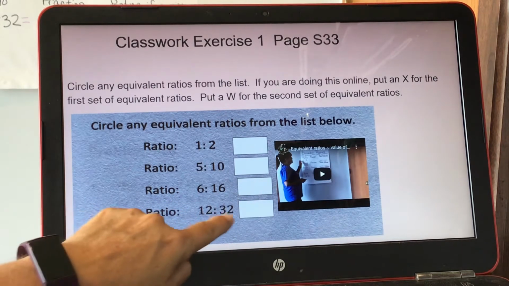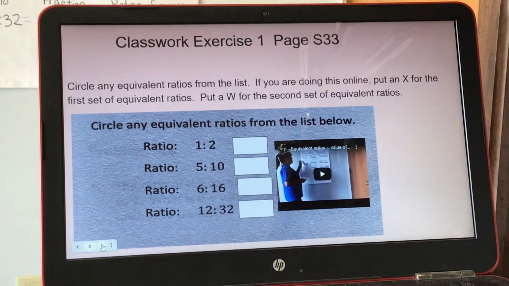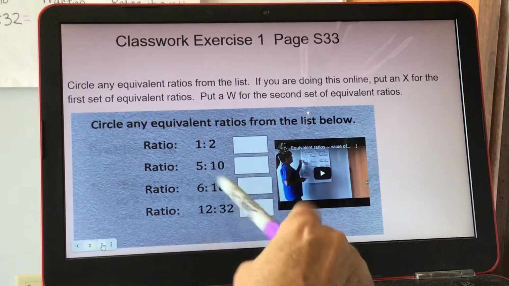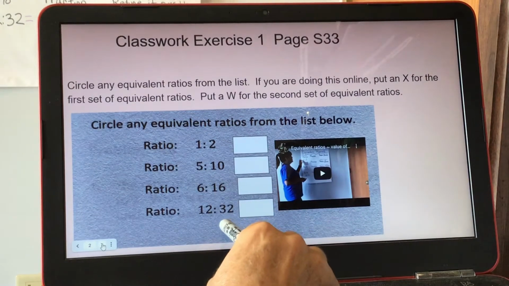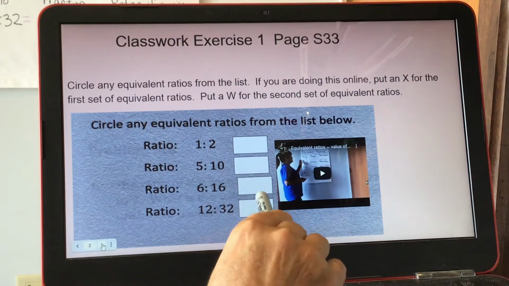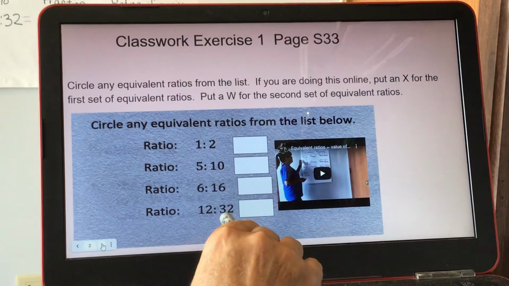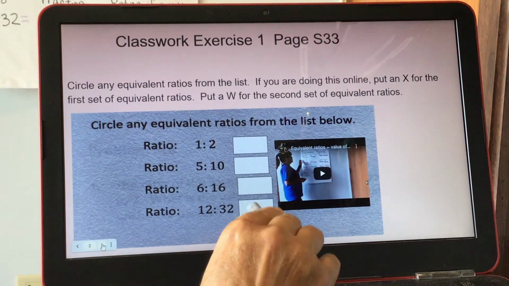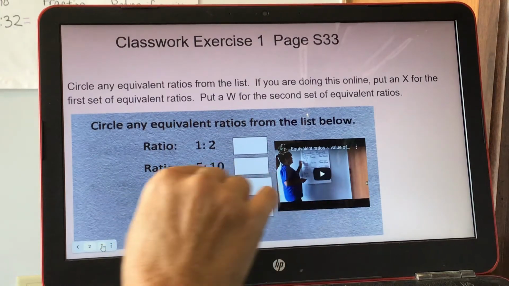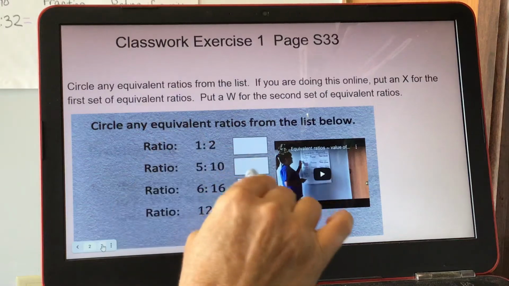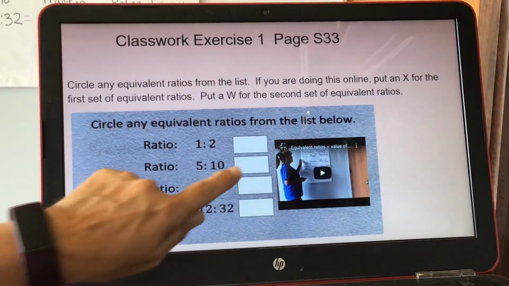And ratio 12 to 32, I know those are both even numbers, and I can make it into a fraction, 12 over 32, and I know I can divide both by 2. But there's a bigger number that goes into both these numbers, and I know it's 4. So 4 goes into 12 3 times, and 4 goes into 32 8 times. So this would be 3 over 8 as well. So both of these two would be equivalent ratios, and these two would be equivalent ratios. So you'd circle it if you have the workbook.